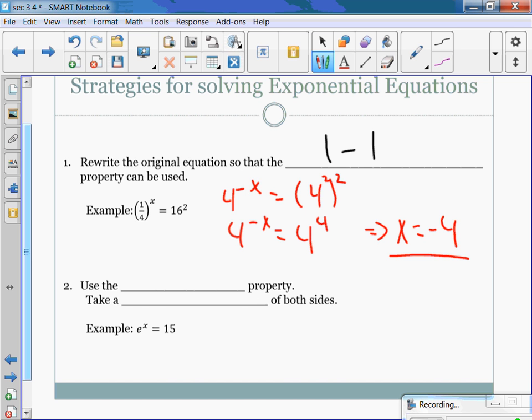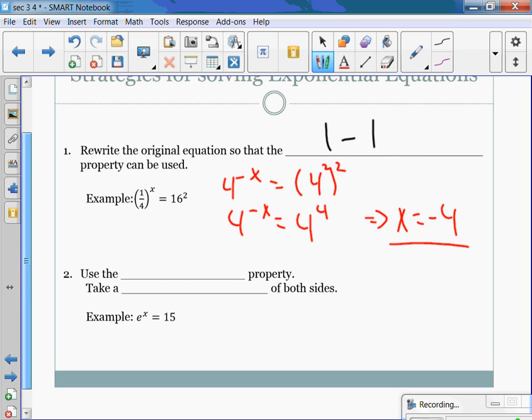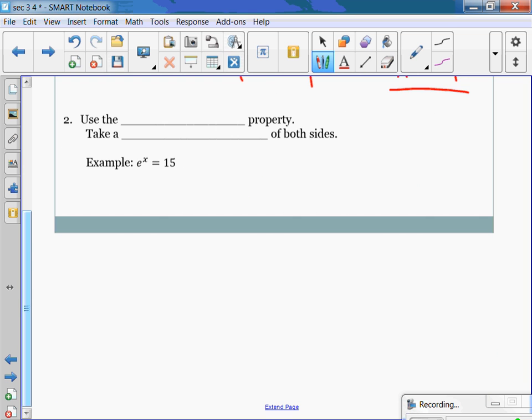Complicated stuff, right? So sometimes we can't use that one-to-one property. We can sometimes use the inverse property, which happens by taking the logarithm of both sides. Taking the logarithm of both sides is pretty much the same thing as taking your exponential and writing it in log form. That's all we're doing here.